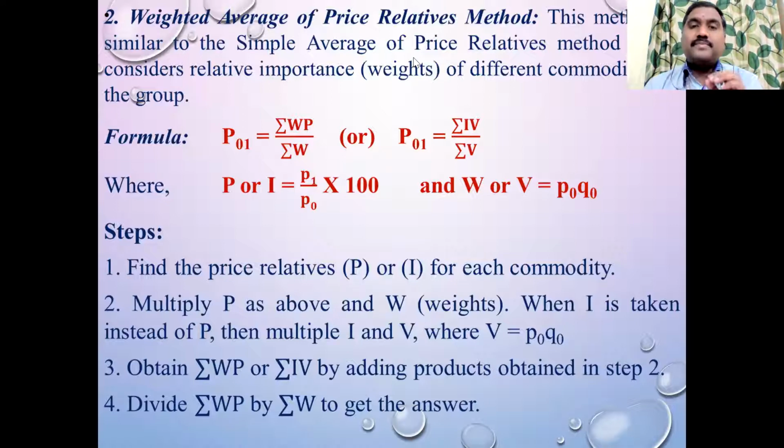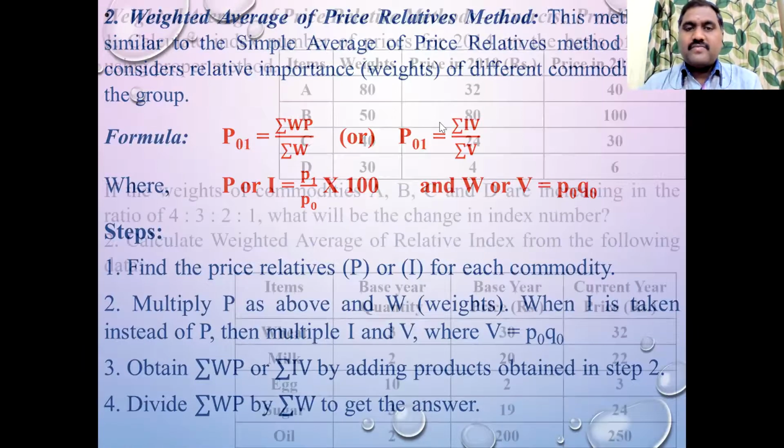Suppose in some problem they won't give W, they won't give I, they won't give V. They will only give P1, P0, Q1, Q0. You use this formula and find out W and P, or V and I. You can use any term, either I or V, P or W. Both formulas are the same. Okay, now I'll move on to the problem.